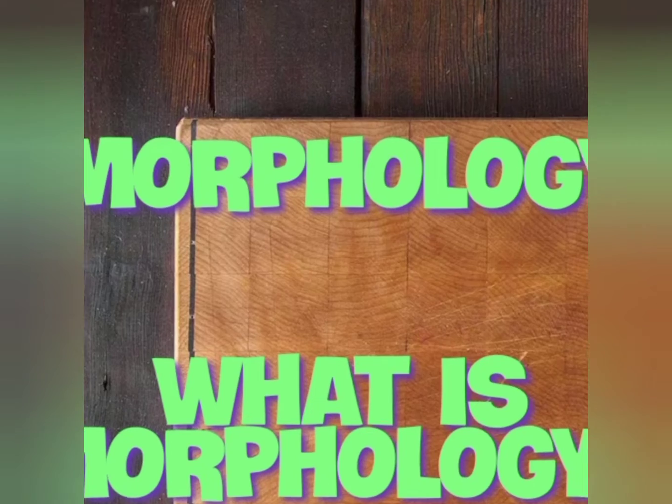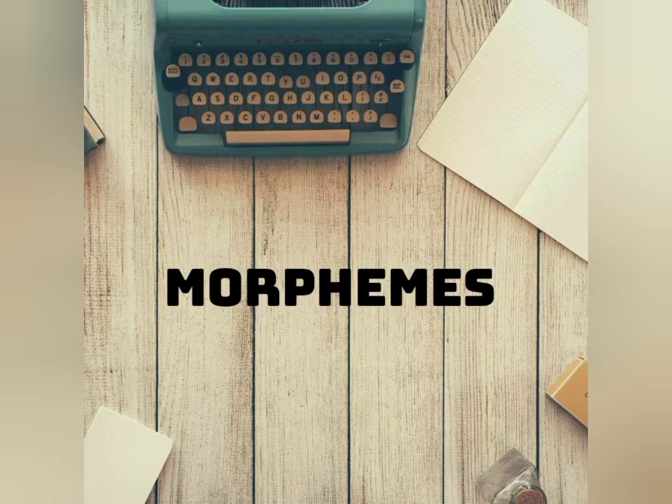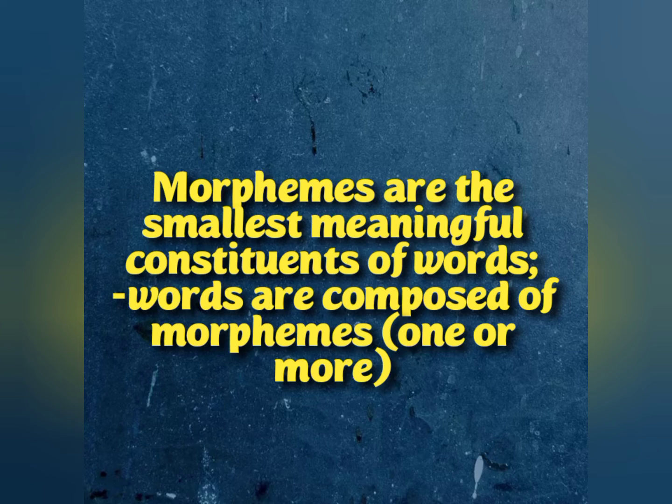Morphology. So, what is morphology? Morphology is the study of the internal structure of words. So, what are morphemes? Morphemes are the smallest meaningful constituents of words. Words are composed of morphemes, one or more.